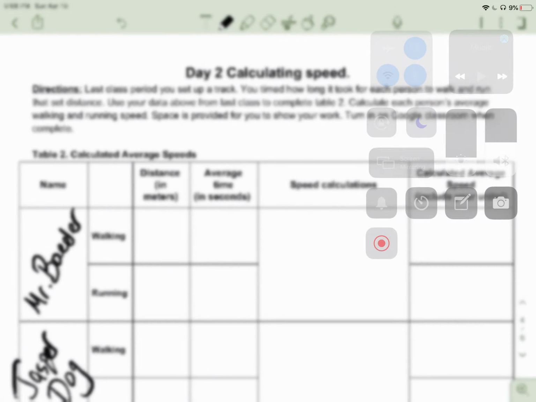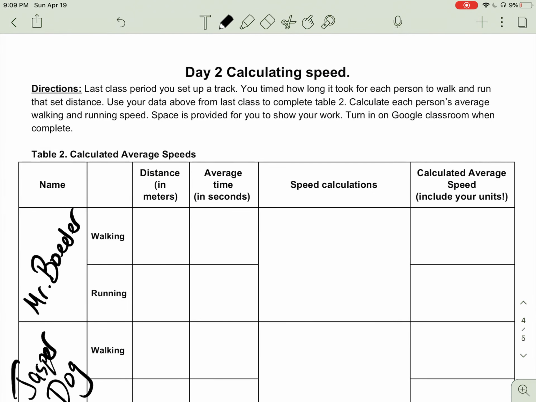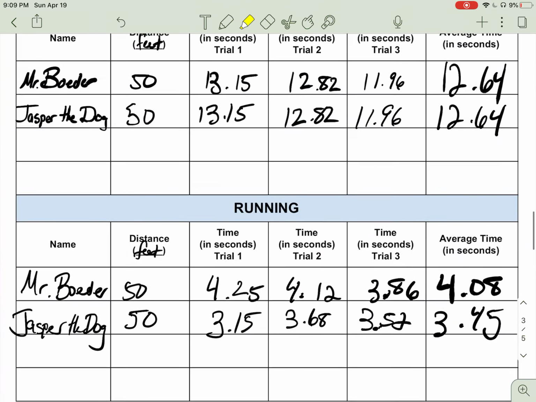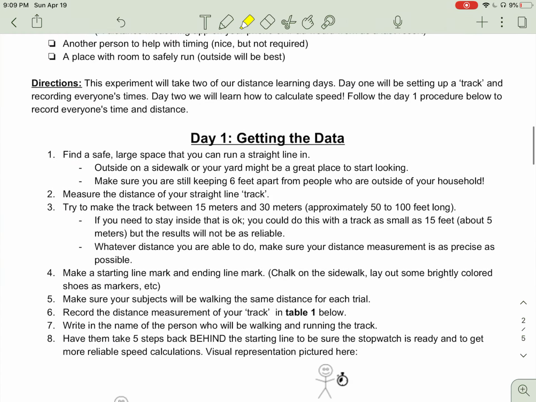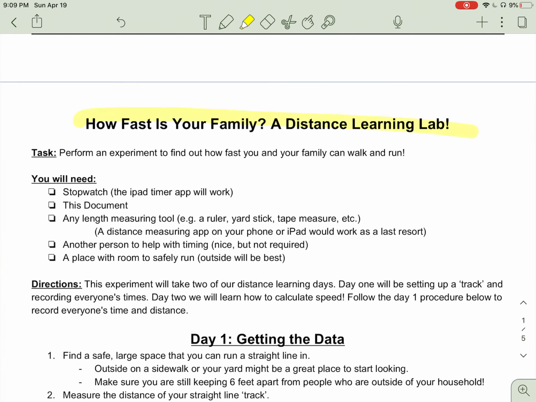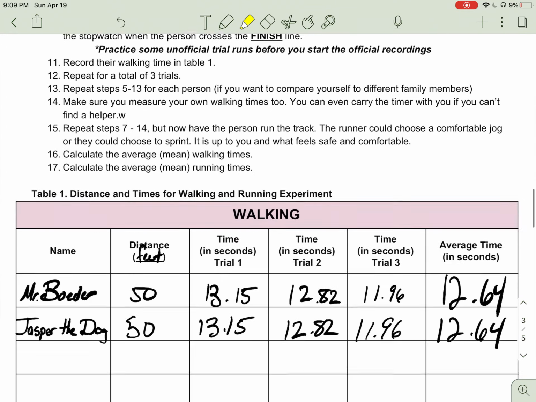Hello, everybody. Welcome to the extension for our calculating motion day. The extension today is going to be day 2 of your calculating speed, which was the how fast is your family lab. I also collected data.